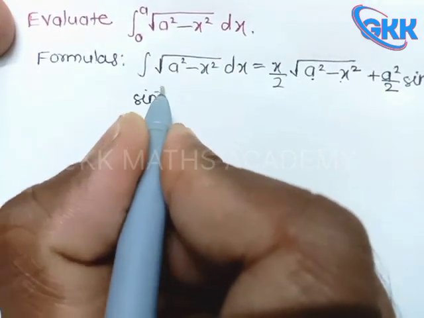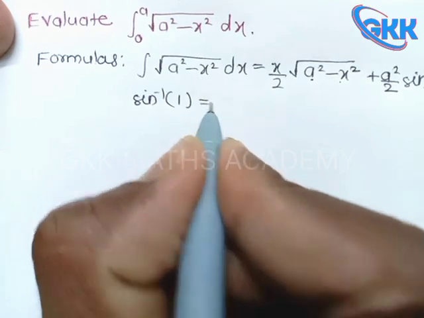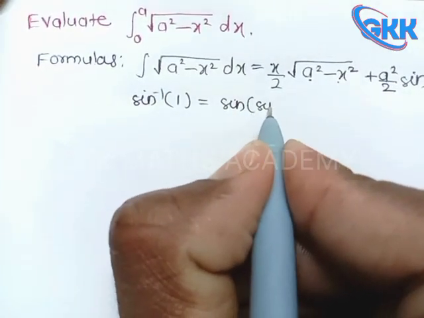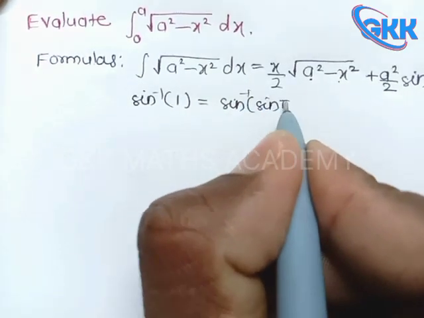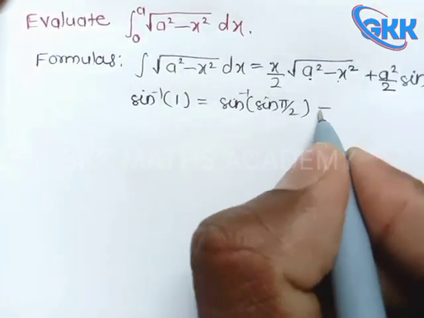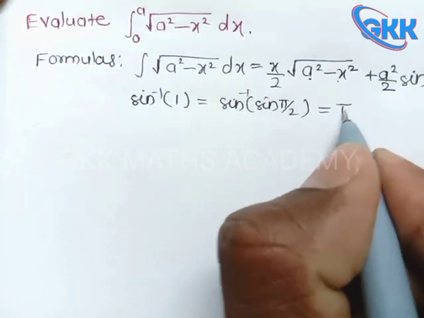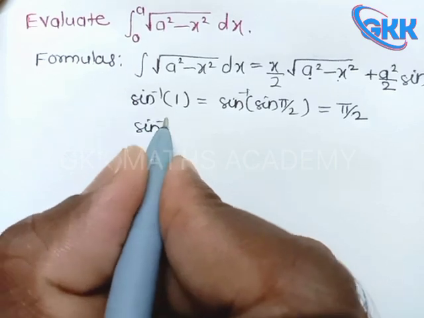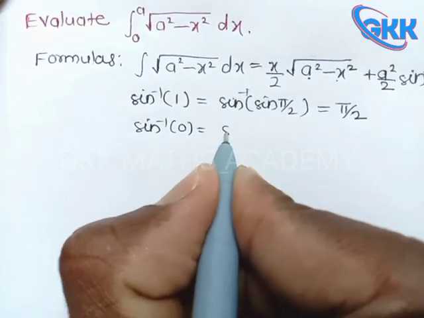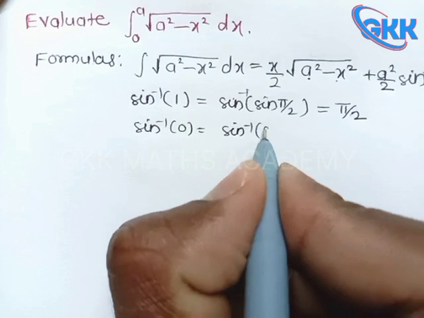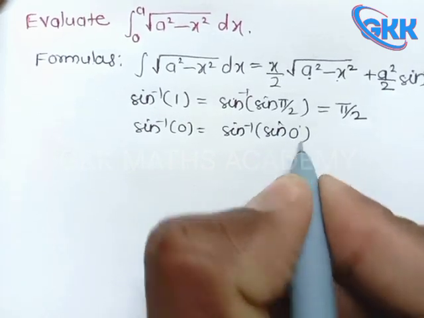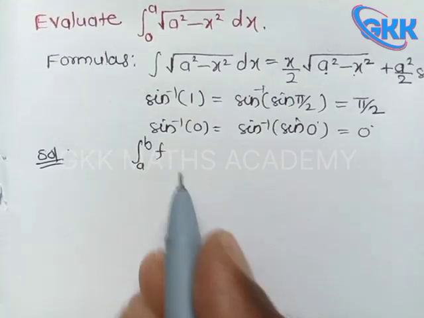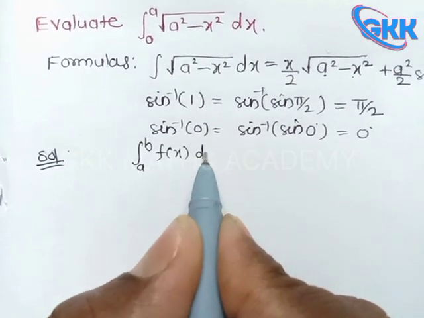sine inverse of 1 can be written as sine inverse of sine 90. So sine inverse of sine theta gives you theta. Same, sine inverse of 0: what will we get here? Sine inverse of sine 0, so again 0. Integral of a to b f of x dx.